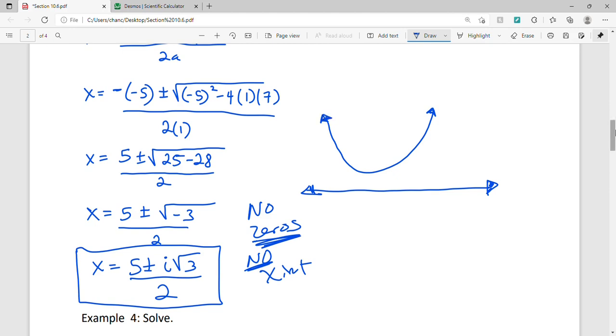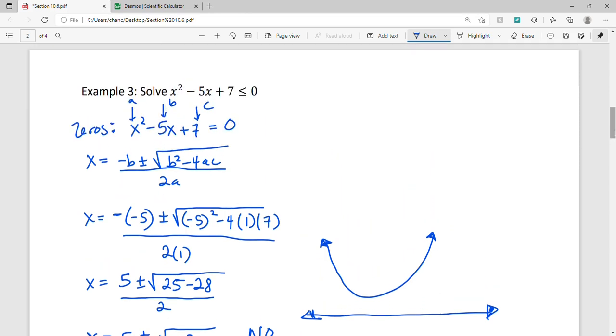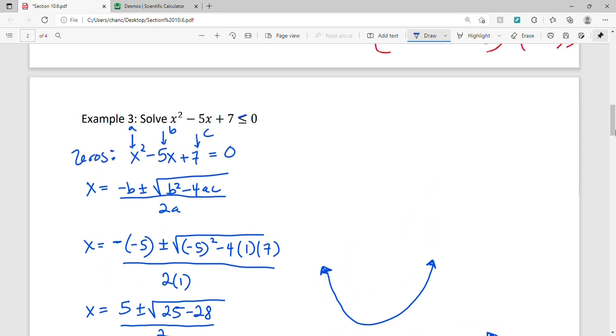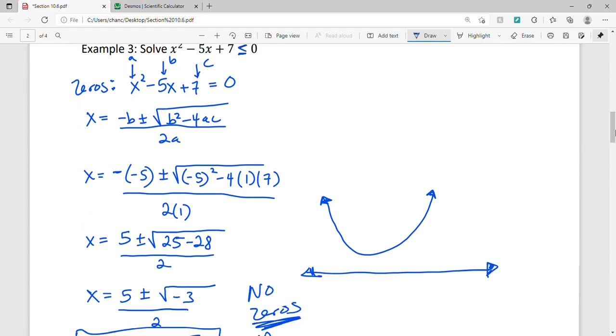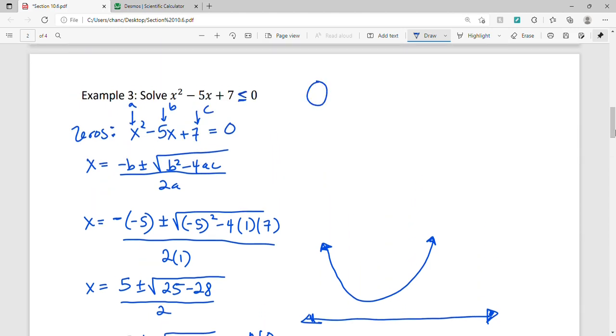So what does that mean? Well, we'll still have to figure out where this parabola is less than or equal to zero. This parabola is above the graph. So when is it less than or equal to zero? Well, that's never. So in this case, we actually have no solution. We do not have a solution because the graph will never be less than or equal to zero.